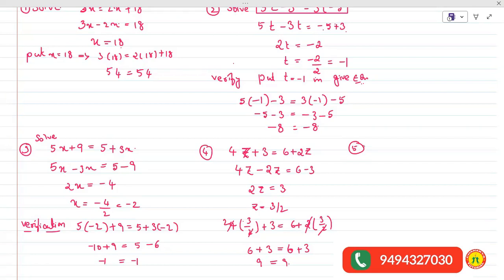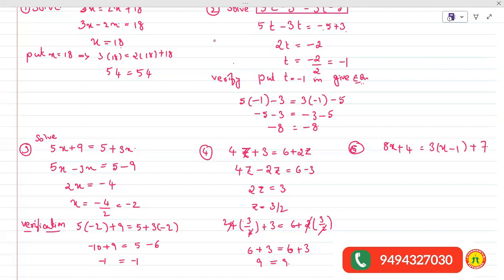Here, the 5th question is similar. And the 6th question, we can do 8x plus 4 equals 3 of x minus 1 plus 7.